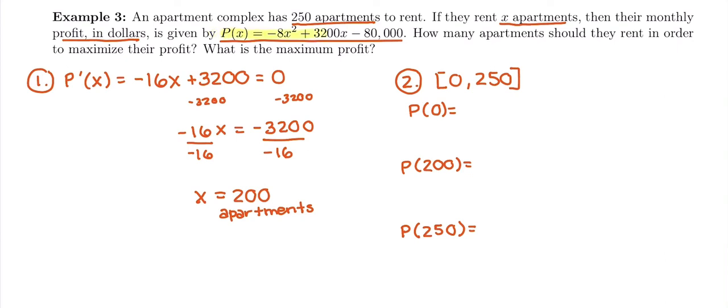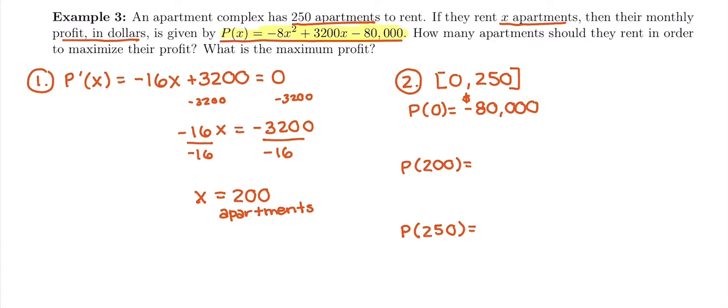So we're going to do negative 8 times 0 squared plus 3200 times 0, which is all just going to be 0. And then we have minus 80,000. So if they go into business to try to rent out apartments and they fail, they end up having 0 leases signed, they're going to be out $80,000 every month that happens. So their profit off of renting 0 apartments is negative $80,000. Definitely not ideal. Next, I'm going to plug 200 into the original function, see what that y value is.